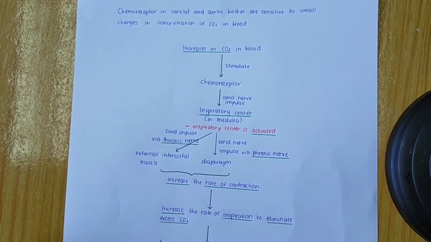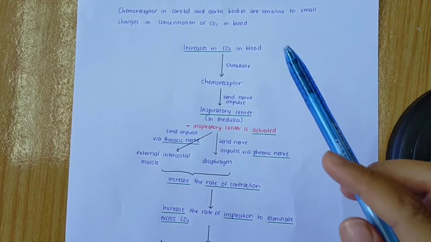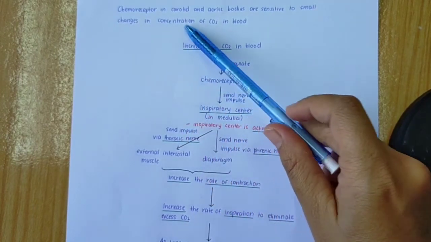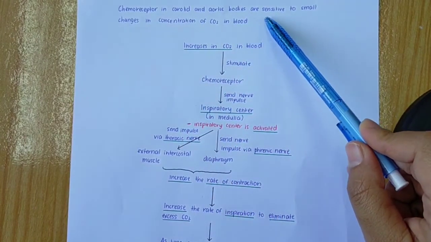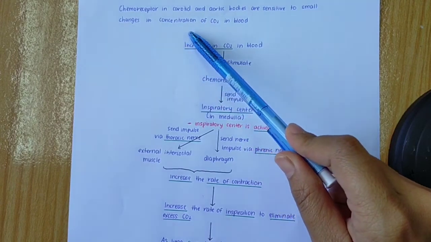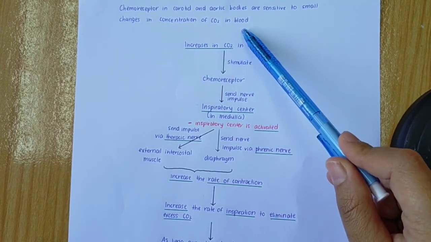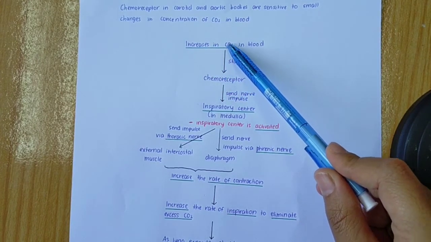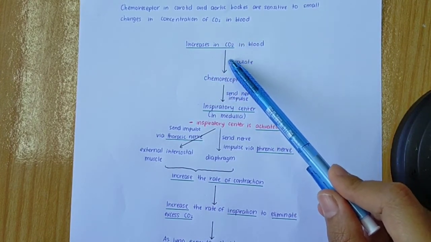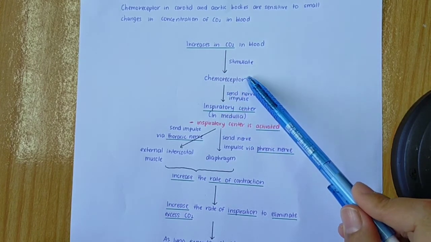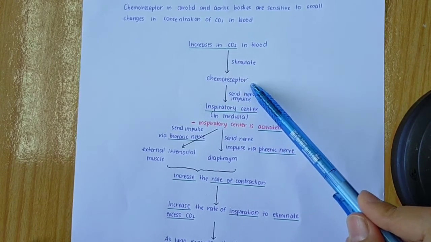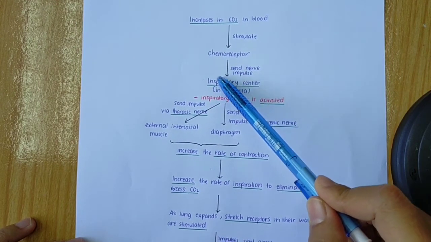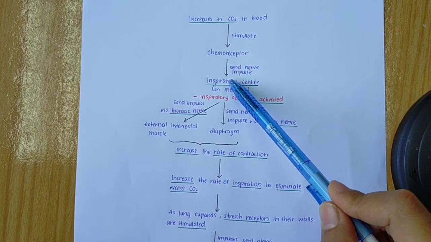Now we proceed to how to explain the role of chemoreceptor in controlling breathing. First of all, you have to mention that chemoreceptor in carotid and aortic bodies are sensitive to small changes in concentration of carbon dioxide in blood. What happens when carbon dioxide in blood is increased? It will stimulate the chemoreceptor. Once chemoreceptor is stimulated, it will send nerve impulse to the inspiratory center. The inspiratory center is located in the medulla.